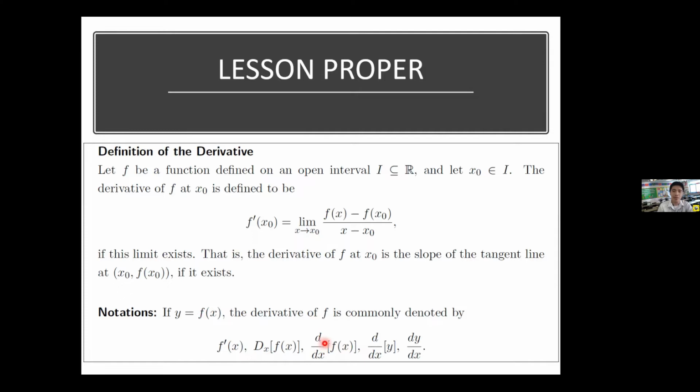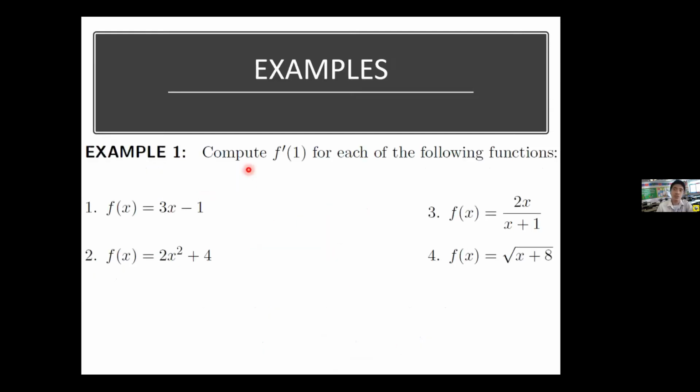Like d over dx, that also means derivative. dy over dx, that is also the derivative. So these are the different notations. Different books use different notations, but please be familiar with them. All of these notations talk about the derivative. So let's go to examples.